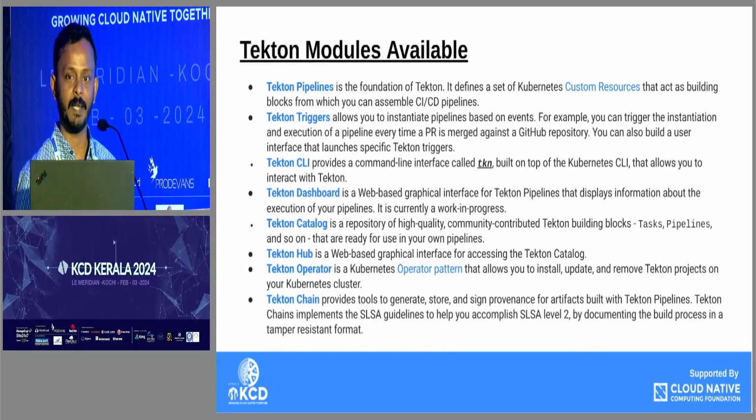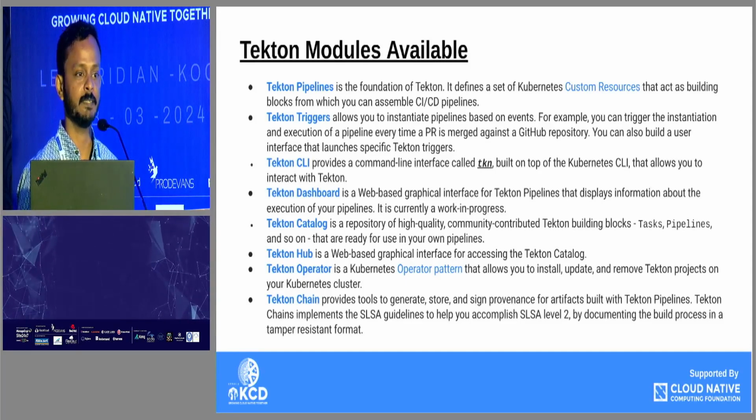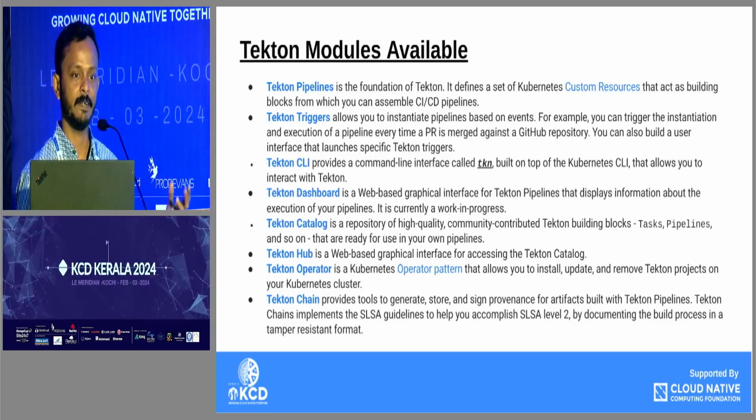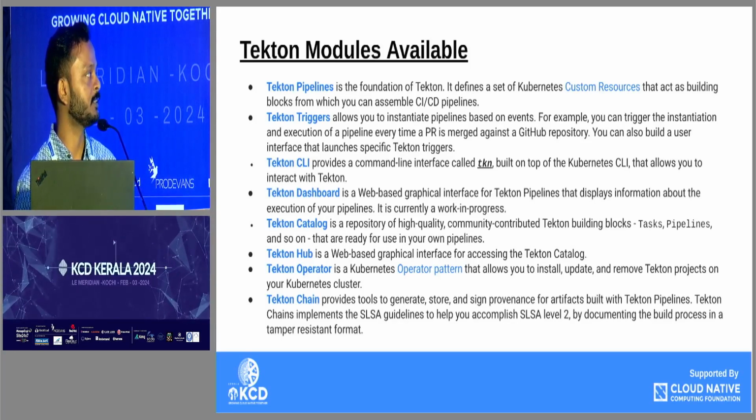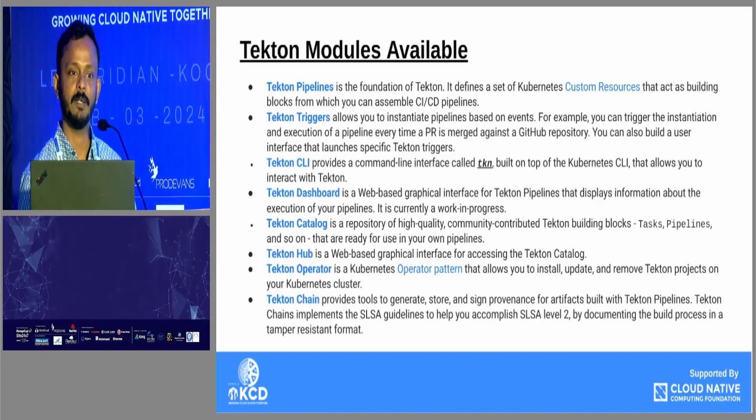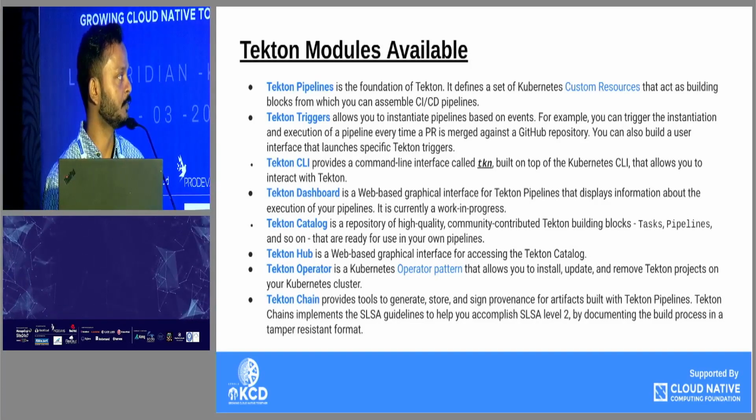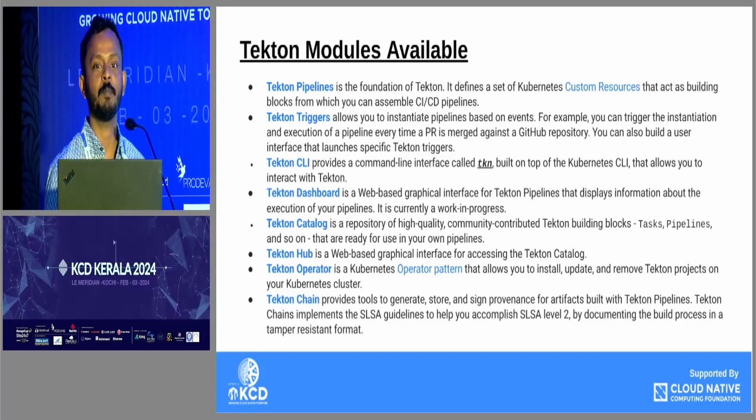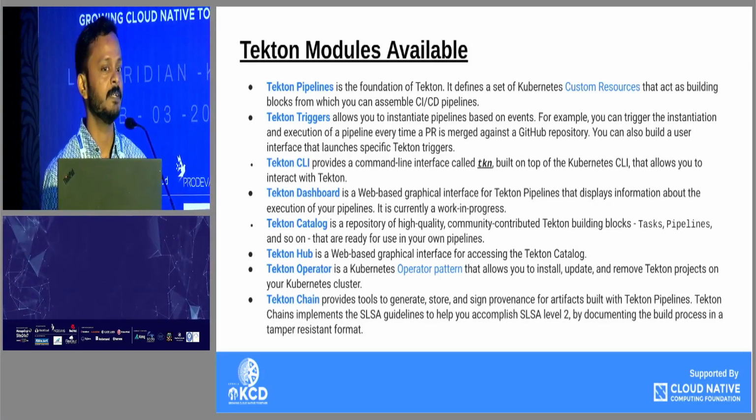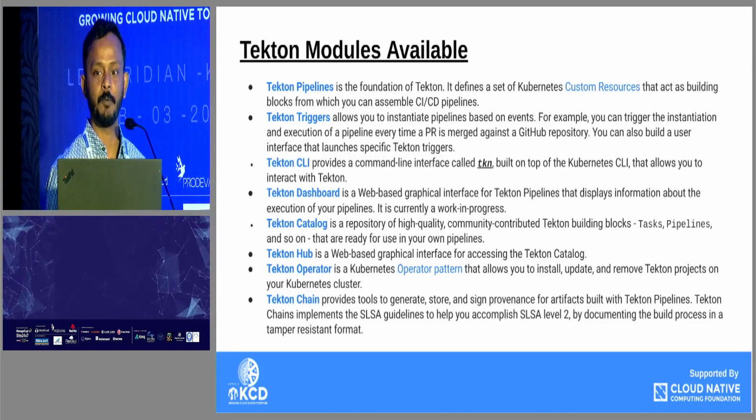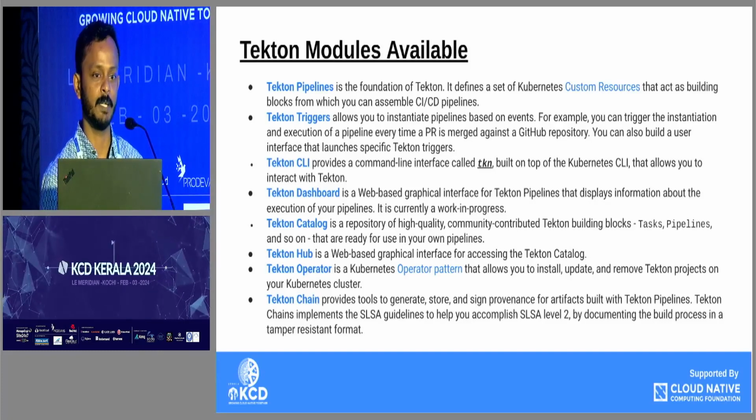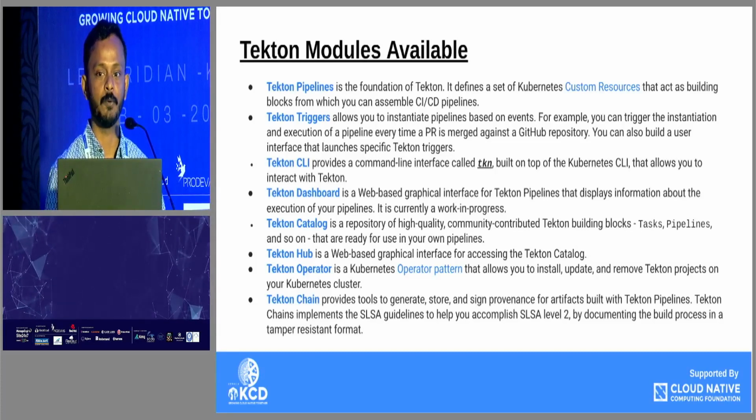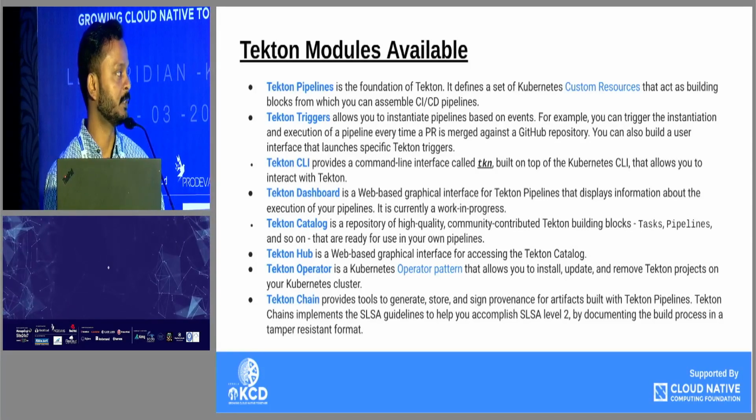CLI is a command line interface which is built on top of Kubernetes. So you can use everything which the Kubernetes CLI provides. On top of that, we have a tkn interface which can be used to execute tkn commands. Dashboard is the UI and UX interface which is used to build the pipeline and display it. If you are not a command line expert, you can do it from the UI. The dashboard is the part for that. Catalog is the repository where we have a huge collection of reusable tasks and pipelines. Hub is the web interface from where you can download and install these.